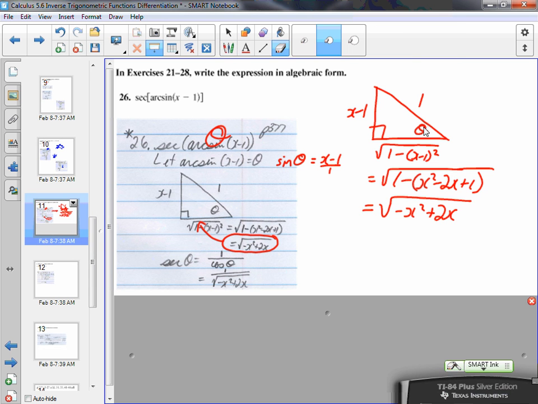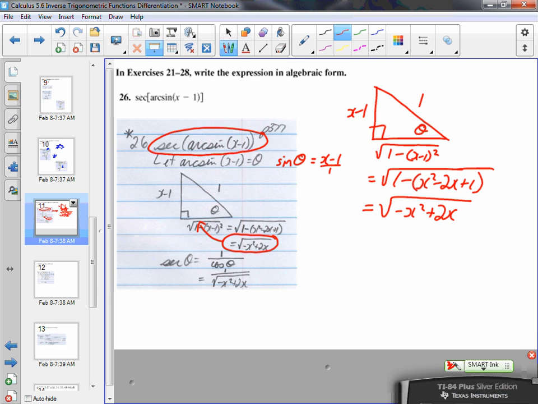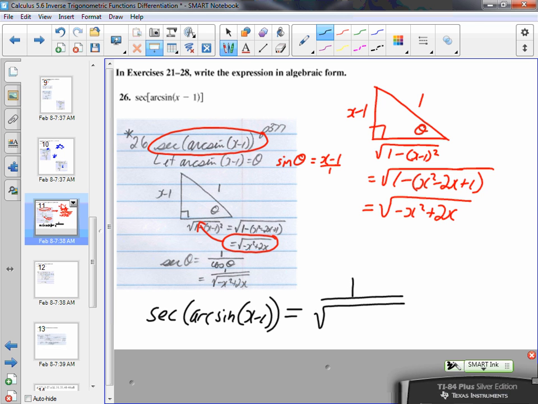So look what this means. That means that the secant of the arc sine of x minus 1 equals 1 over the square root of negative x squared plus 2x. And we have rewritten the expression in algebraic form. There's the original expression. There it is in algebraic form.